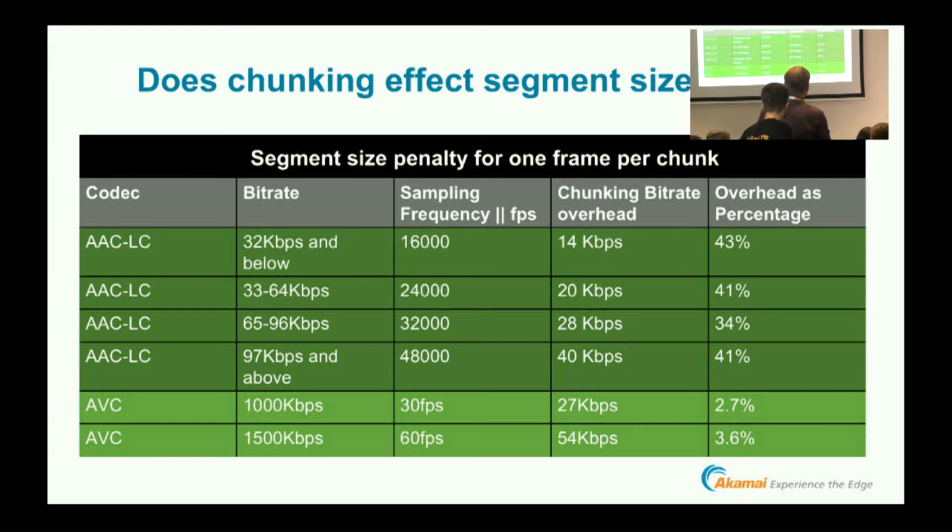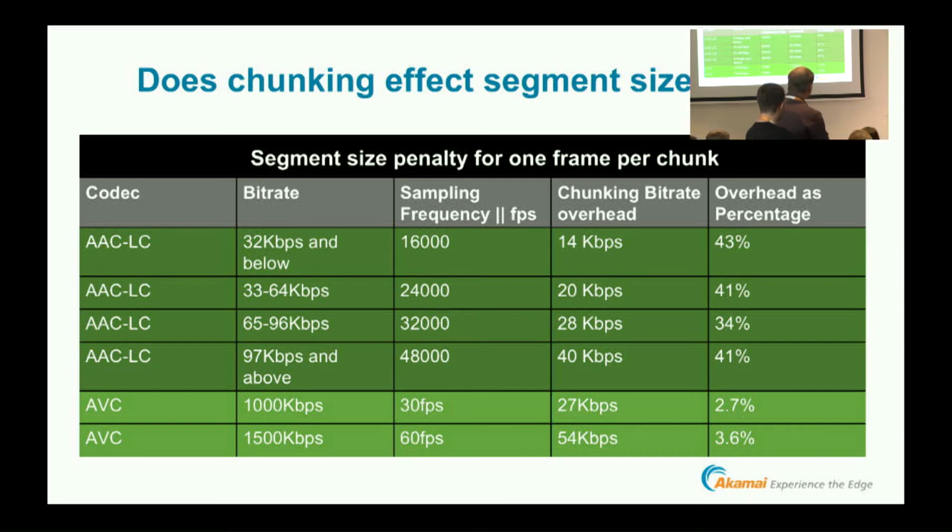So if we look at this, this is for audio. Okay, audio at 32 kilobits or 97 kilobits, I get a 43% increase in my overall bits delivered. Why? Because my overhead for chunking is that, but 14 on top of 16 is significant. But when I go look at my video down here, which is at a megabit, 30 frames per second, it's only 2.7%. Because my overhead is essentially the same, but the video is 500 times larger than the audio, 100 times larger than the audio.